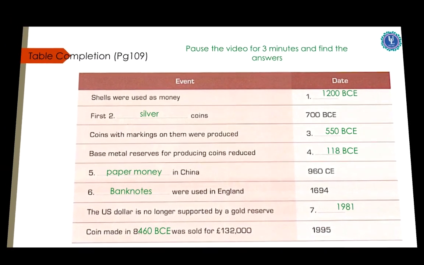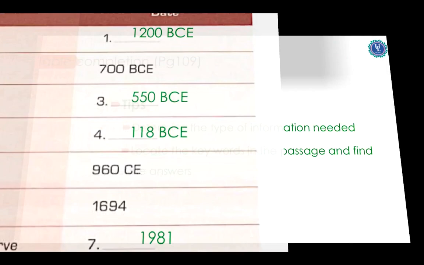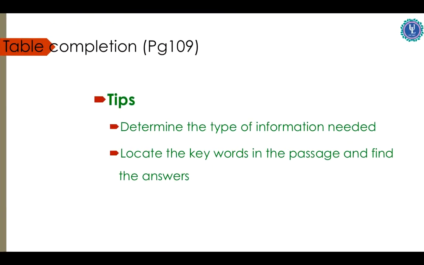So here are some useful tips for you to consider when you come up with table completion. It's very important for you to determine the types of information needed for each gap. And then you locate the keywords in the passage and you can find the answers there.